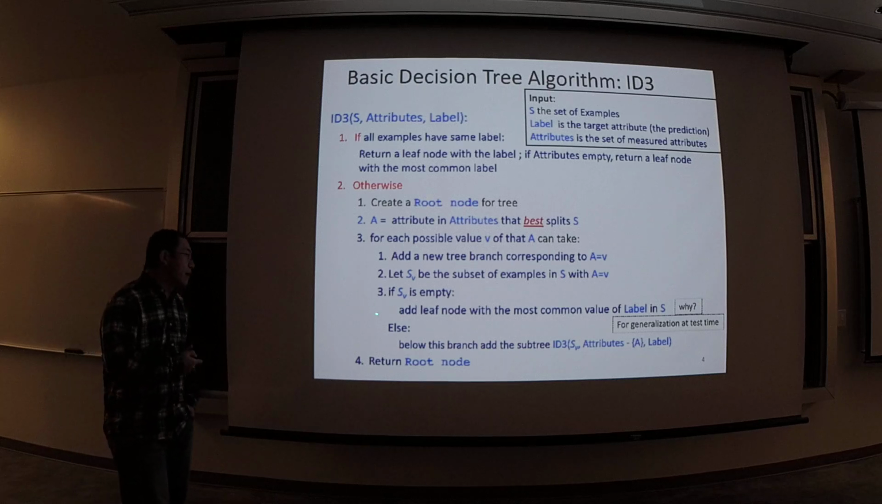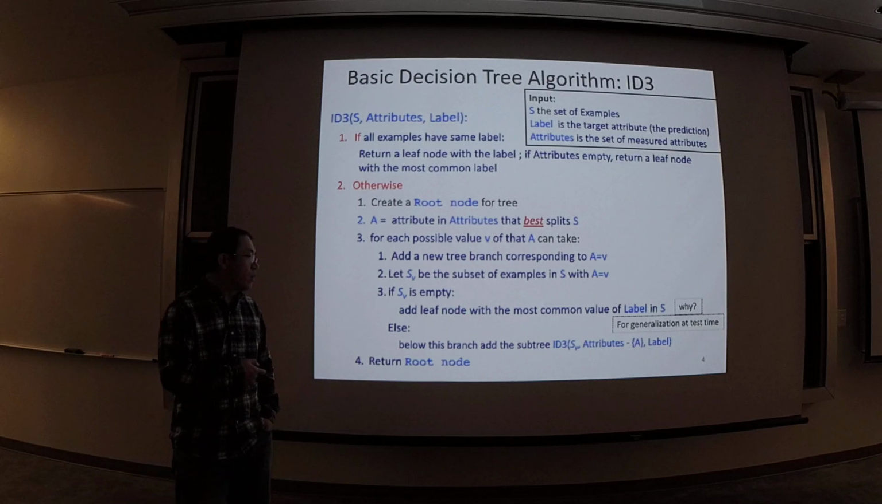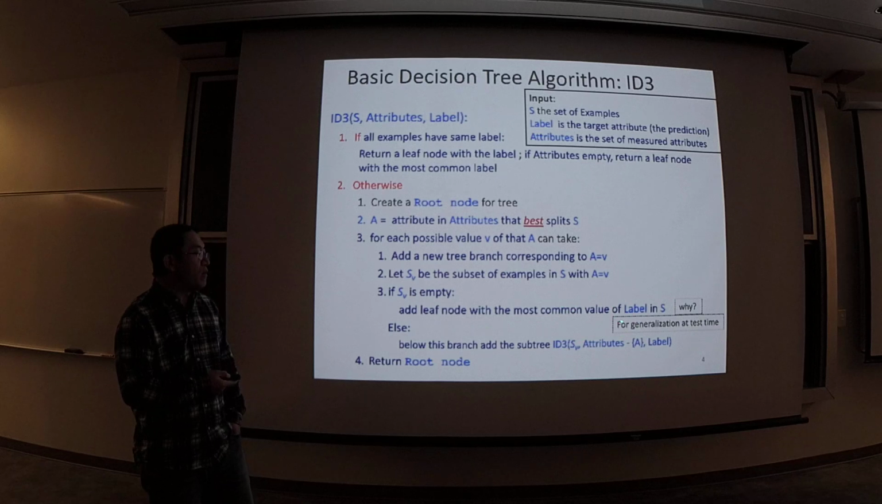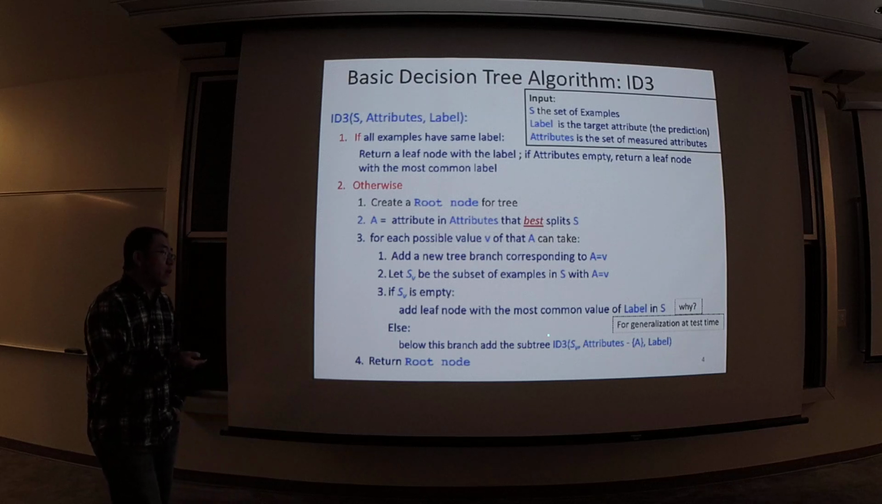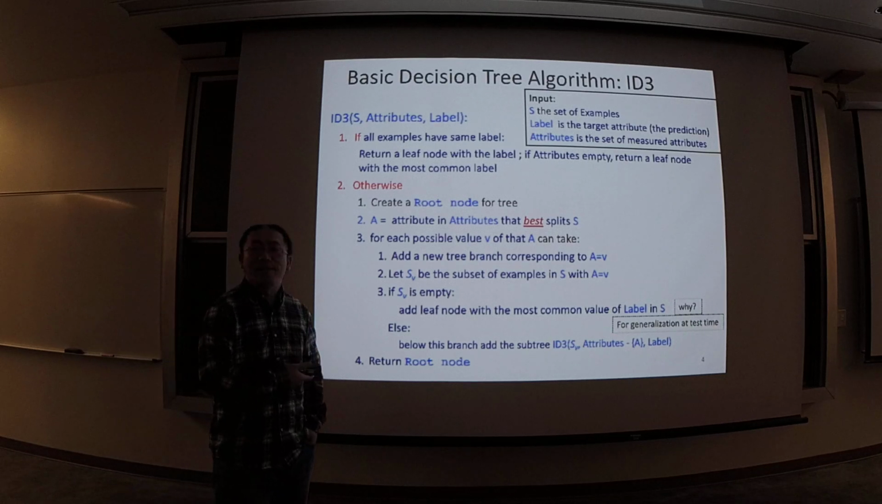So in this case, I add a leaf node, and I choose the most common label in S as my prediction on that leaf node. The reason is to generalize at test time.